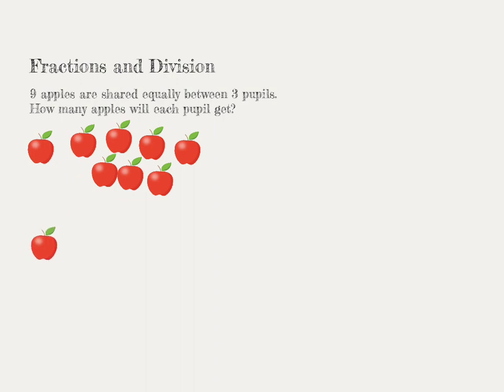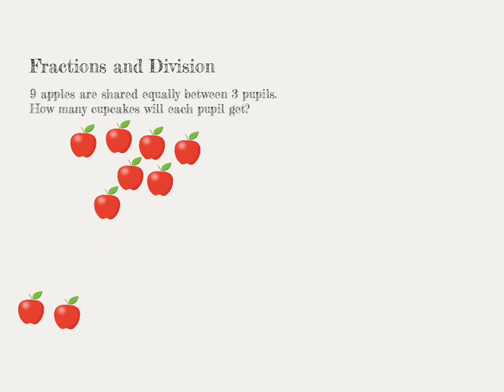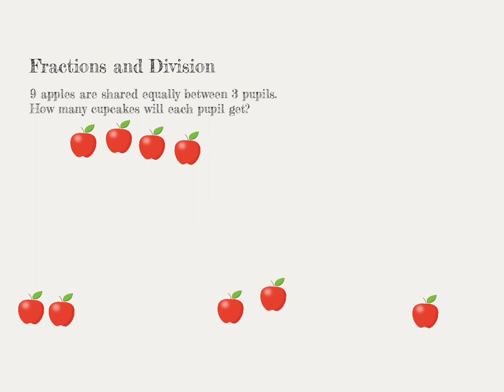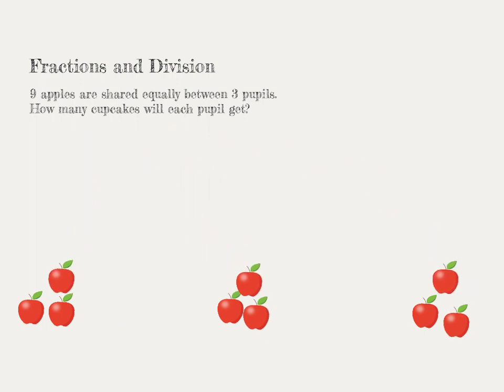So I've got my 9 apples. I'm going to put them into 3 groups because I'm sharing them between 3 pupils. So 1, 2, 3. 1, 2, 3. 1, 2, 3. Each pupil gets 3 apples. That's because 9 divided by 3 is 3.